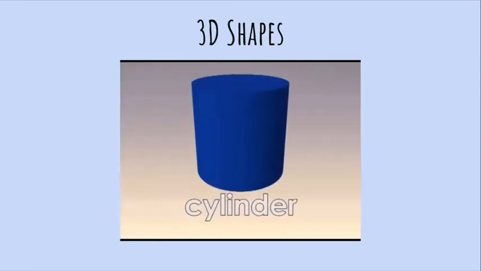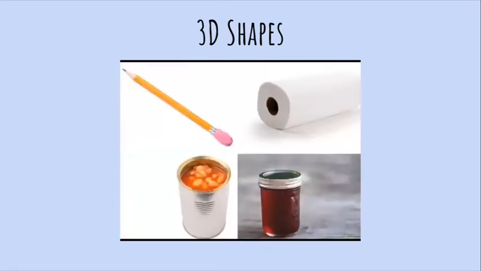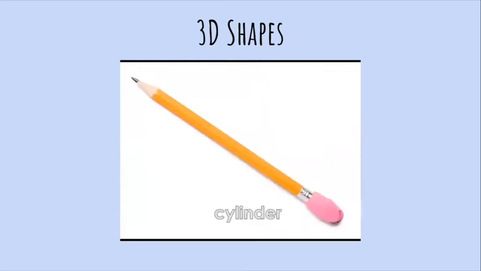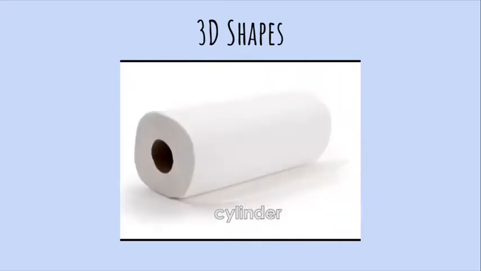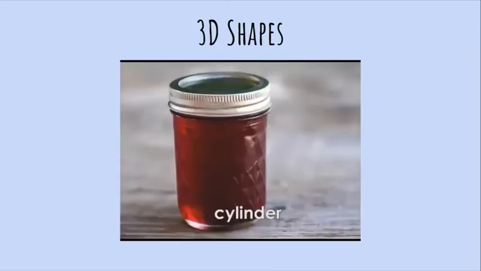Here is a cylinder. It has this shape. These are things that have the shape of a cylinder. You can see them every place. A pencil shaft is a cylinder. A can of beans is a cylinder. A paper towel roll is a cylinder. A jar of jelly is a cylinder.